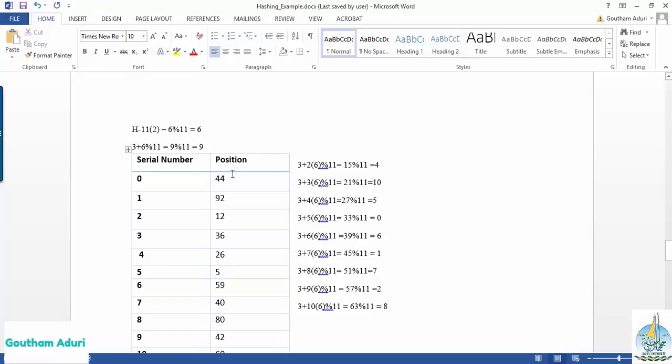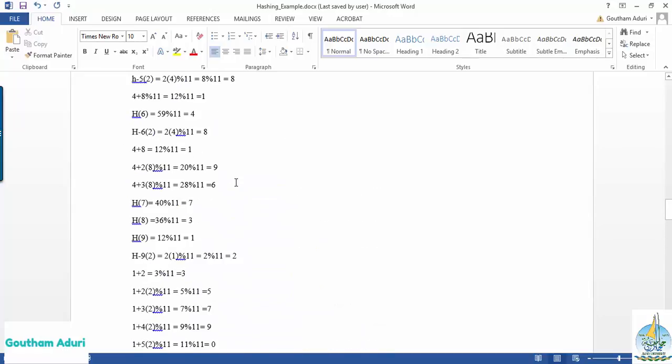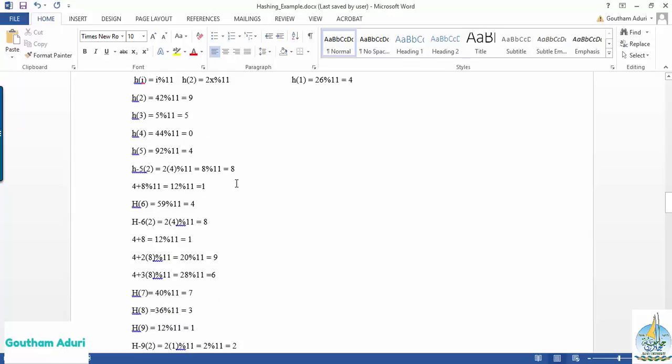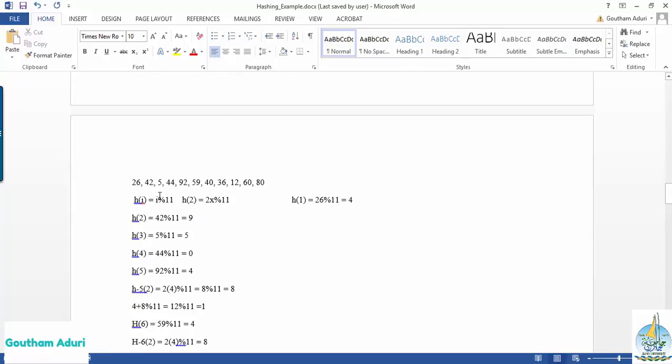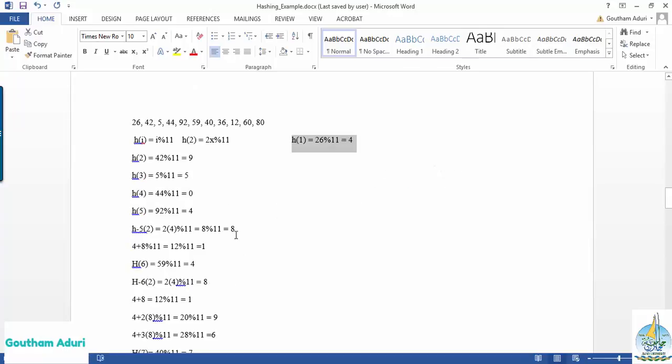So this is what you have to do for double hashing. We are using two hash functions, h1 and h2, where h1 is x mod 11 and h2 is 2x mod 11. So we calculate the primary function h1, and if there is any kind of collision, we are going to calculate the secondary hash function. The secondary hash function is nothing but 2x mod 11, and then we have to add both the functions, h1 plus h2 mod 11. So we are going to get the position value. So that is what double hashing is.